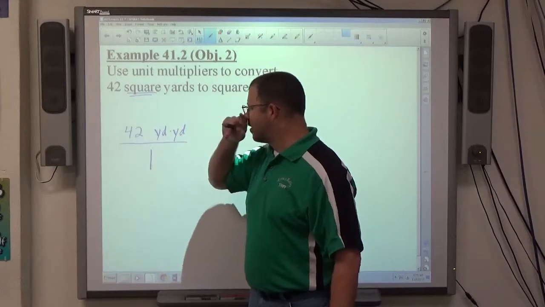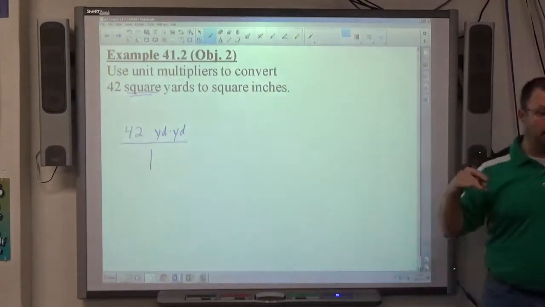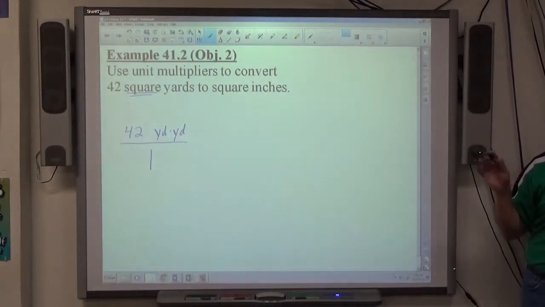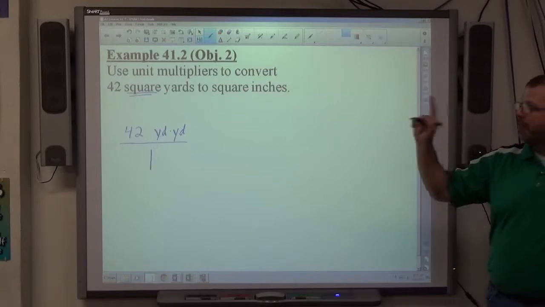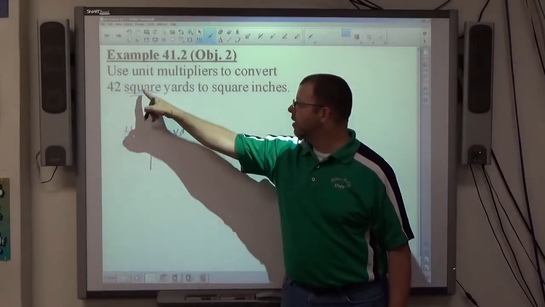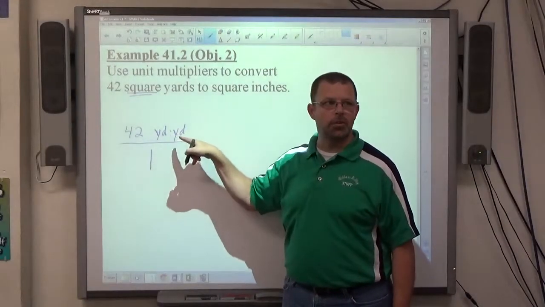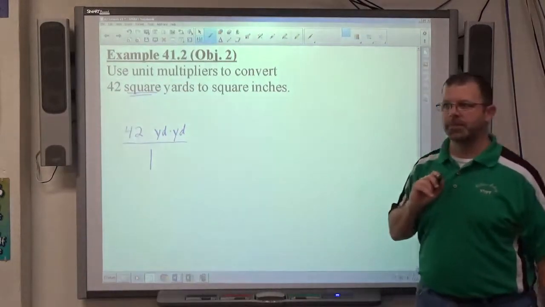Okay, and something some of you did last year, I can't remember specifically who, but it happens every year. People do this. They write 42 yards. All right, so be careful that 42 is happening only one time. The yards is being squared, so there's 2 units of yards, only one number 42 there.